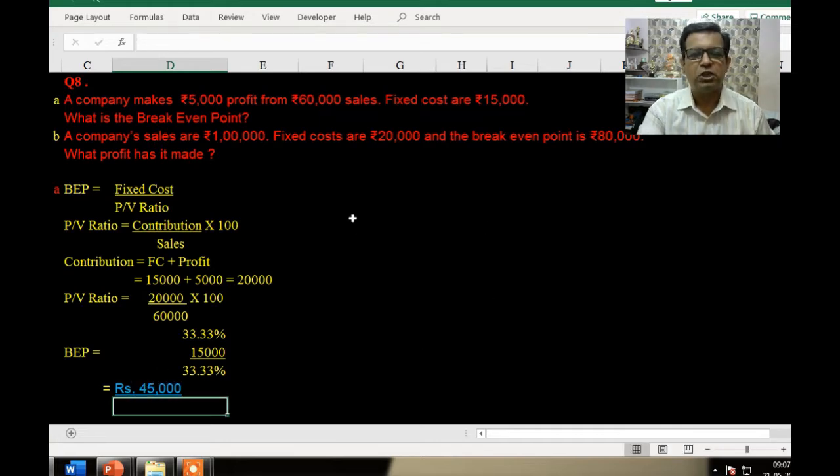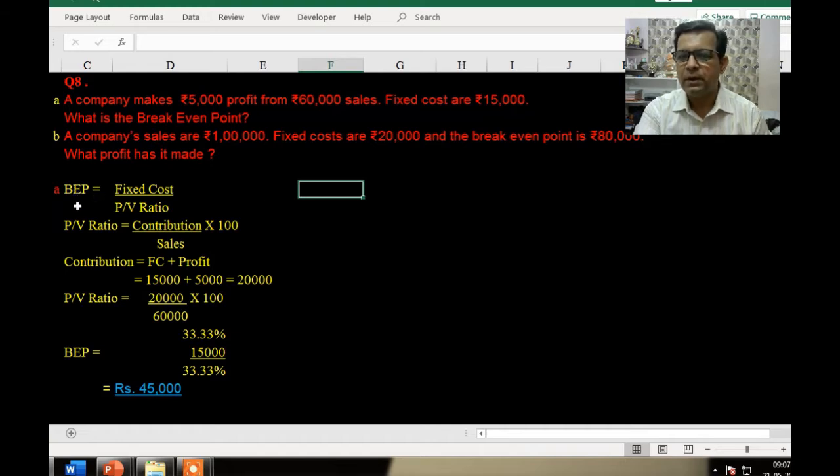Everyone look at this calculation carefully, because this is an important question. Understand how we have done. We wanted to find BEP. We gave the formula and we realized we don't have the PV ratio. So we wrote the formula for PV ratio to calculate it. And we realized, oh, we don't have contribution. So we wrote the formula for contribution. We calculated our contribution. So guys, step by step, we need to move. Once we have got the contribution, we can calculate PV ratio. Once we have got PV ratio, we can calculate our BEP. So this is exactly how it has been done. Okay, I hope everyone has understood this very clearly.